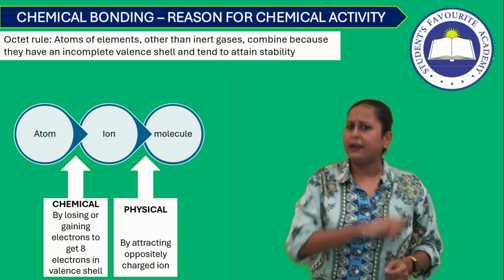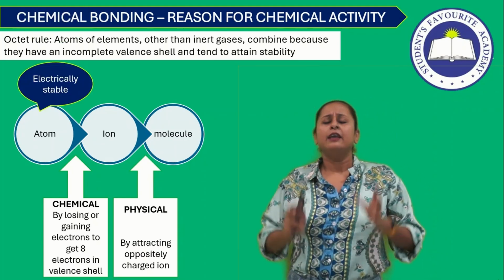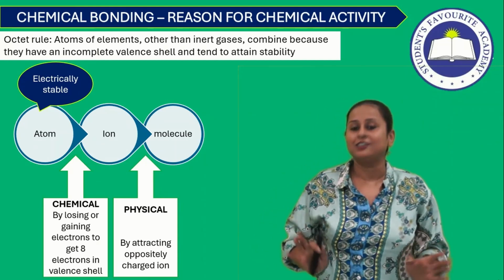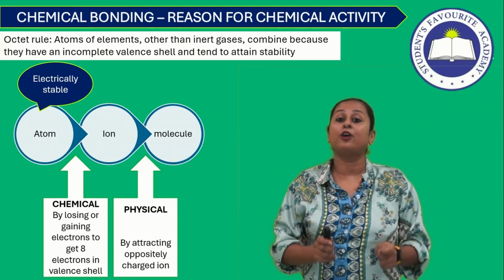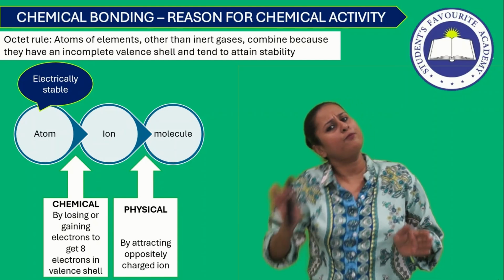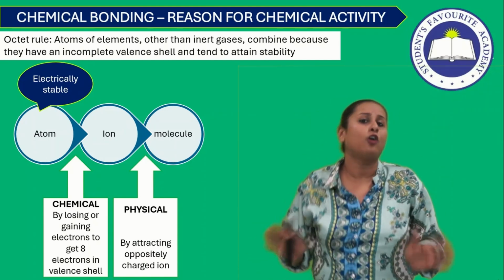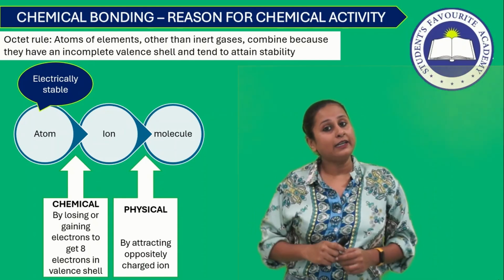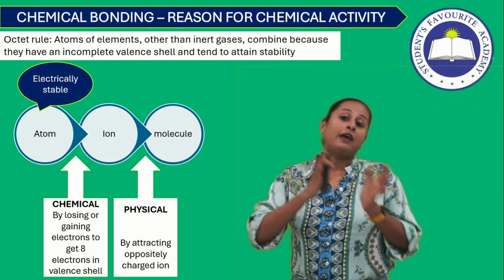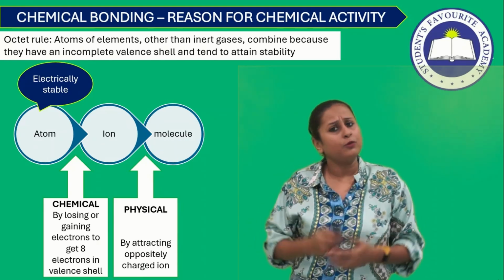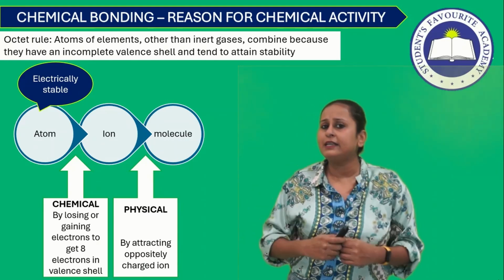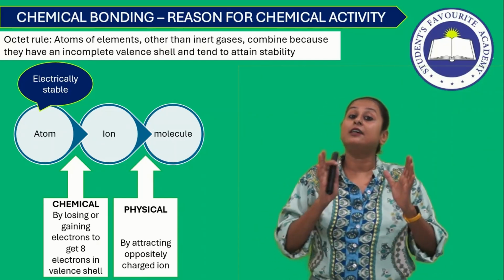So looking at an atom initially, it is electrically stable. That means it does not have any charge. That means it has the same number of electrons and the same number of protons. It has neither gained nor lost any electrons. However, it wants to complete its octet state. That means it wants to have 8 electrons in its outermost shell, correct? So for doing so, it loses or gains electrons, and hence it gets a charge.